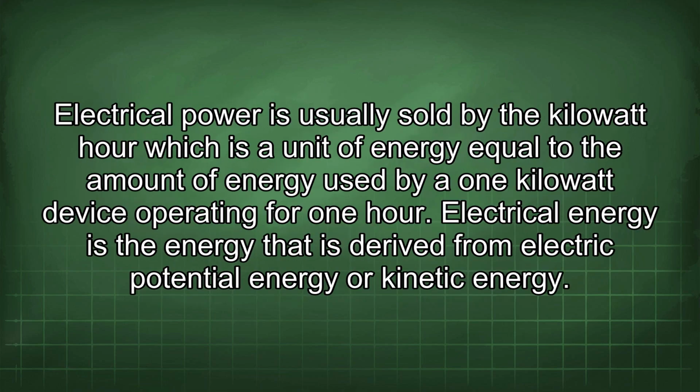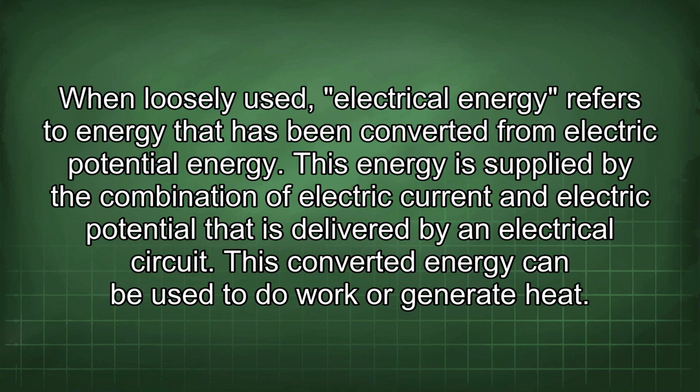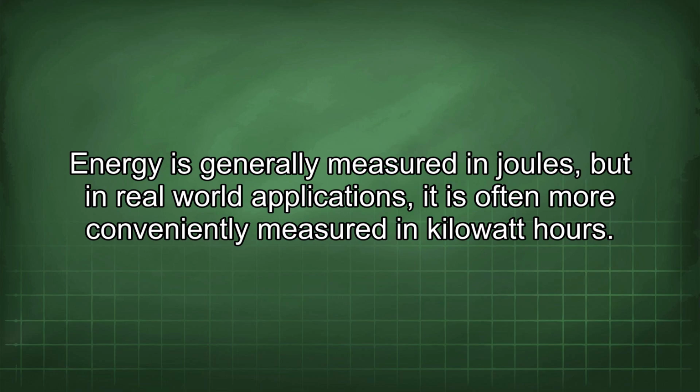Electrical energy is usually measured by the kilowatt-hour, which is a unit of energy equal to the amount of energy used by a 1 kilowatt device operating for 1 hour. Electrical energy is the energy that is derived from electric potential energy or kinetic energy. When loosely used, electrical energy refers to energy that has been converted from electric potential energy. This energy is supplied by the combination of electric current and electric potential that is delivered by an electrical circuit. This converted energy can be used to do work or generate heat. Energy is generally measured in joules, but in real-world applications, it is often more conveniently measured in kilowatt-hours.